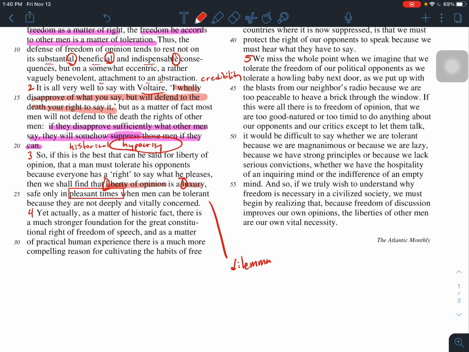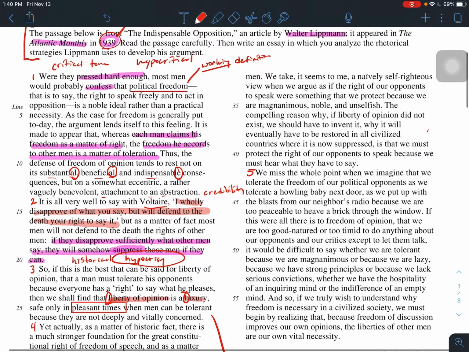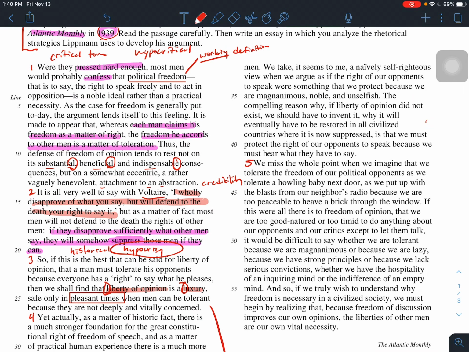Paragraph 4. Yet, actually, as a matter of historic fact, there is a much stronger foundation for the great constitutional right of freedom of speech, and as a matter of practical human experience, there is a much more compelling reason for cultivating the habits of free men. We take, it seems to me, a naively self-righteous view when we argue as if the right to our opponents to speak were something that we protect because we are magnanimous, noble, and unselfish. The compelling reason why, if liberty of opinion did not exist, we should have to invent it, why it will eventually have to be restored in all civilized countries where it is now suppressed, is that we must protect the right of our opponents to speak because we must hear what they have to say.